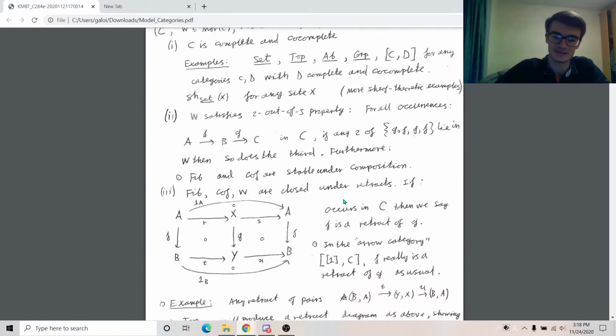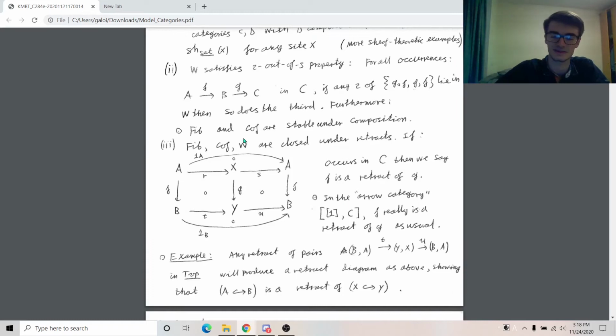The third property is quite abstract. You want these classes of morphisms Fib, Cof, and W to be closed under retracts. What I mean by a retract of a morphism: if you're familiar with a retract of a topological space, then this is exactly the same thing. It's a retract of an arrow. Whenever you have a diagram like this, note here that if you do R and S, you get 1 on A. If you do T and U, then you get 1 on B. We say F is a retract of G. And so closure under retracts means that if G is one of Fib, Cof, or W, then so is F.